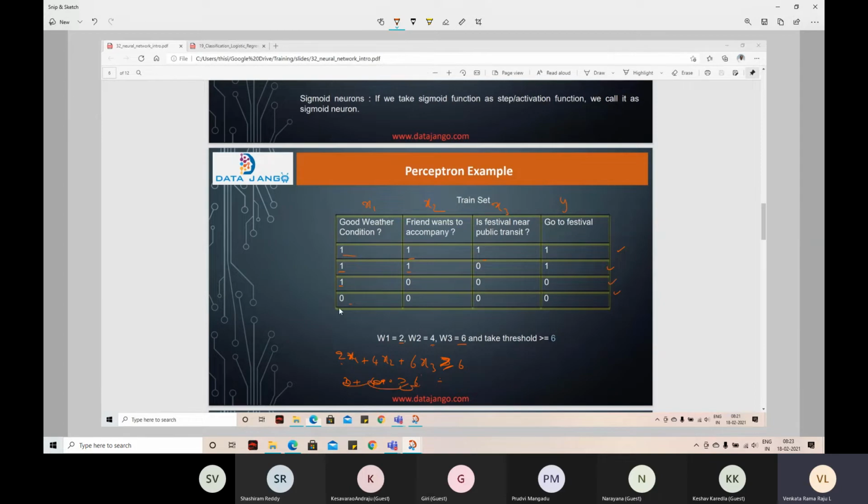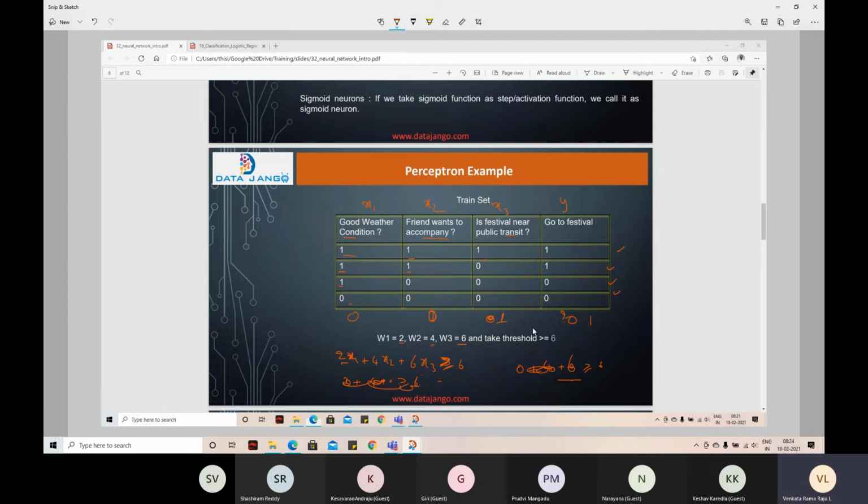Now I have got a new record. This is 0, this is 1, and this is 0. I need to predict. If I substitute that value into this, it is 0 plus 4 plus 0, which is not greater than or equal to 6. So the friend is accompanying, weather is not good, public transportation is not there, the person is not going. If the friend is also not there but public transportation is there, this equation will give you 6. That means the person will go.